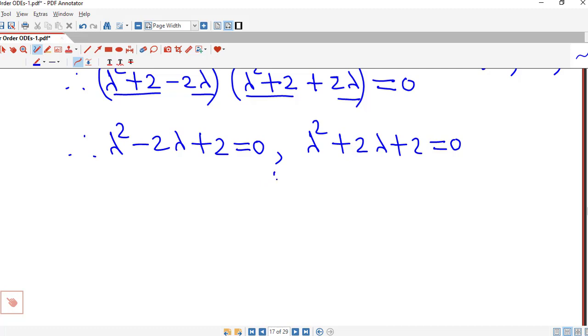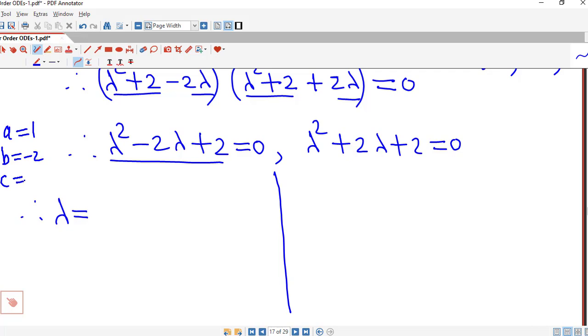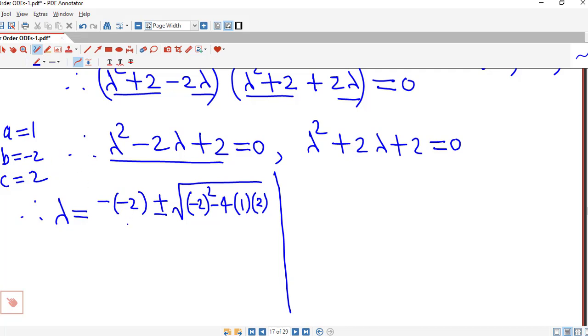So now we can find the solutions of these two quadratic equations using the formula. Comparing with aλ² + bλ + c = 0, we have a equal to 1, b equal to minus 2 and c equal to 2. The formula is minus b, that is minus of minus 2, plus or minus the square root of b squared, that is the square of minus 2, minus 4ac, with c equal to 2 and a equal to 1, divided by 2a.